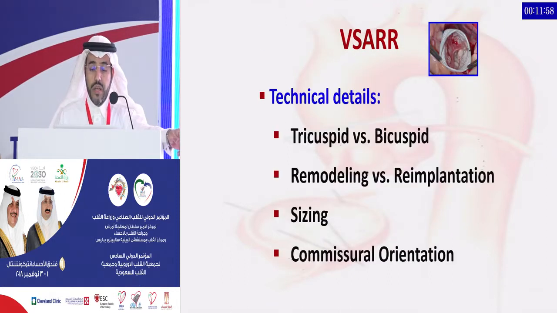When we talk about the valve-sparing aortic root procedure, there's a number of technical details that we have to pay attention to. The first point is whether the valve is tricuspid or bicuspid. The second point is whether the patient is going to have a remodeling or reimplantation procedure. The third point is how to size the graft. And the last point is the commissural orientation.